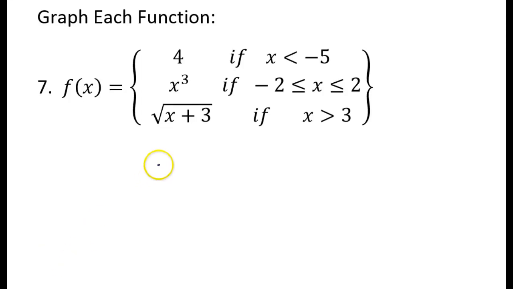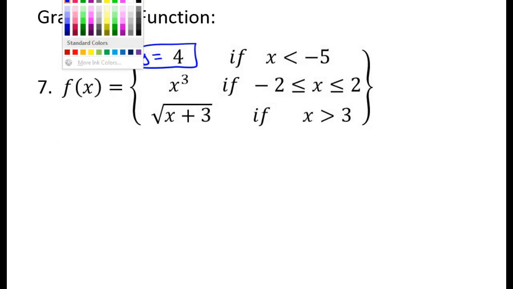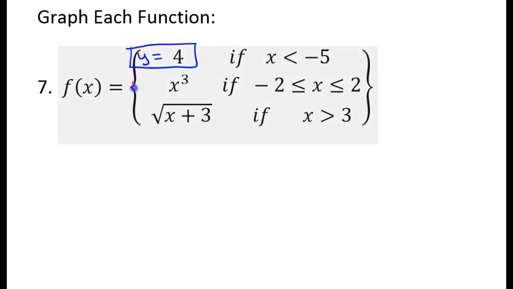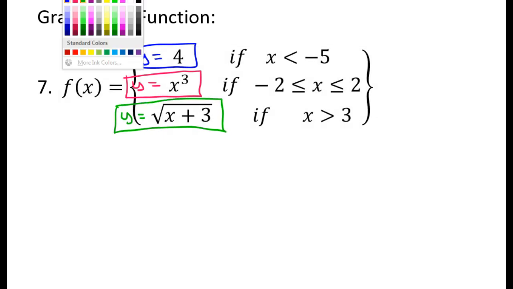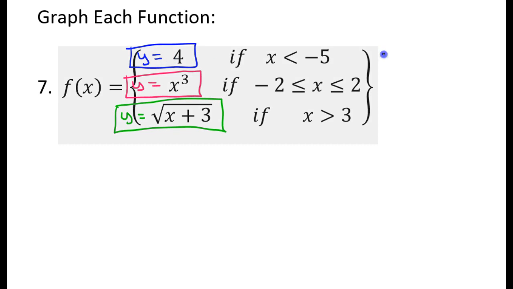In this video, I will show you how to graph a piecewise function. So this function has three pieces. You can think of this first piece as y equals 4, and I will graph it in blue. You can think of the next piece as y equals x to the third power. I will graph that in red. You can think of the third piece as y equals the square root of x plus 3, and I will graph that in green. Let's start with the blue piece of the graph.